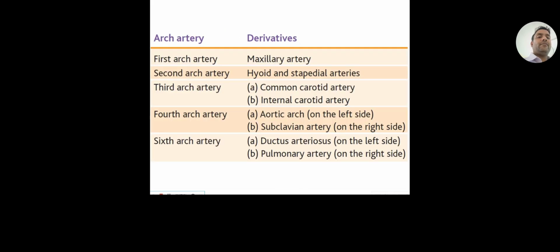Arch arteries: first arch artery is the maxillary artery, second is hyoid and stapedial, third arch is common carotid and internal carotid. External carotid is an outpouching or outgrowth of the common carotid. Fourth arch artery is the aortic arch on the left side, subclavian artery on the right side. Sixth arch will form the pulmonary artery on both sides, not only on the right side. That is the ventral component, whereas the dorsal component forms the ductus arteriosus on the left side and disappears on the right side.